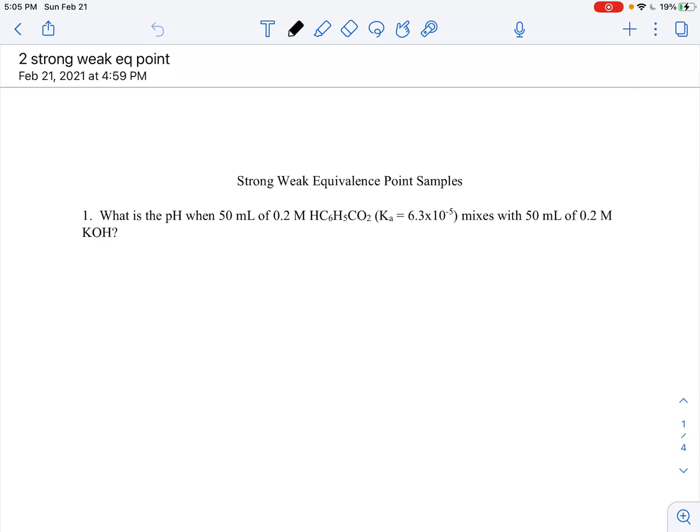All right, let's check out some sample problems. They're going to look very much like the other problems that we have looked at, so these are all going to kind of be the same. I'm going to let you know right now that all these are at the equivalence point, and they are all a strong, weak situation.